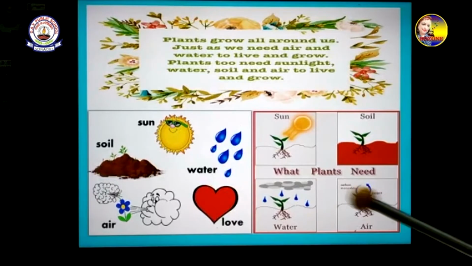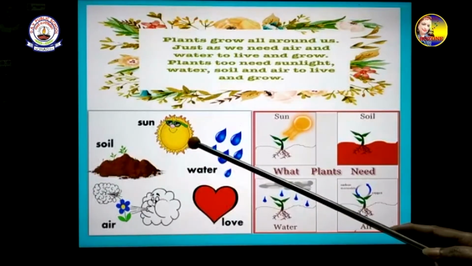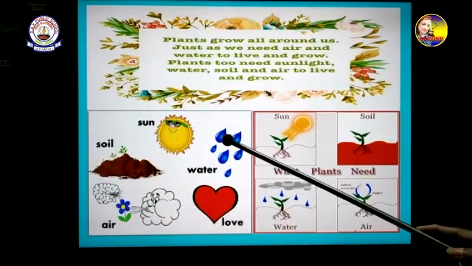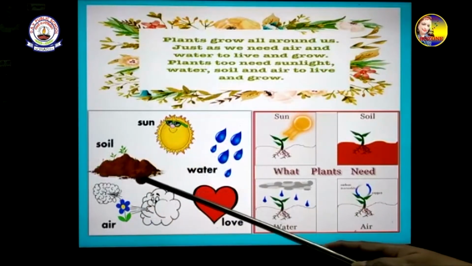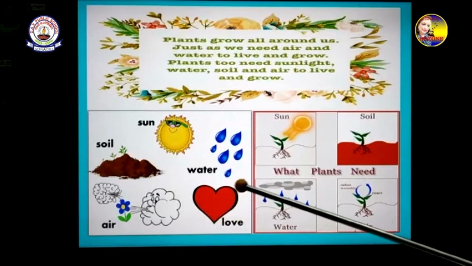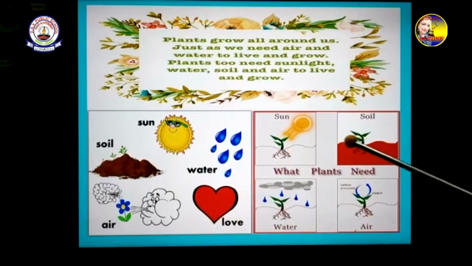They need sunlight, they need air, they need water, they need soil and lots of love. If we take care of plants, they will grow very well. So you see, sun, soil, water, air. These are the things which plants need to grow.